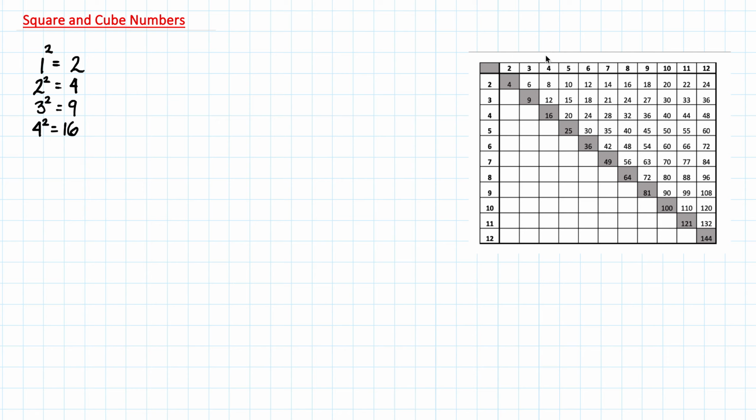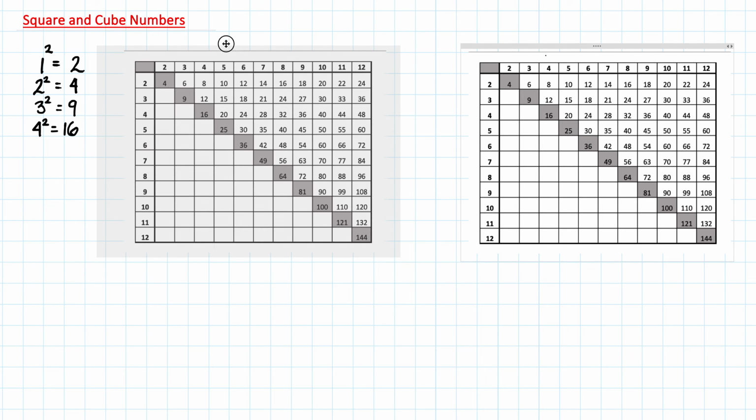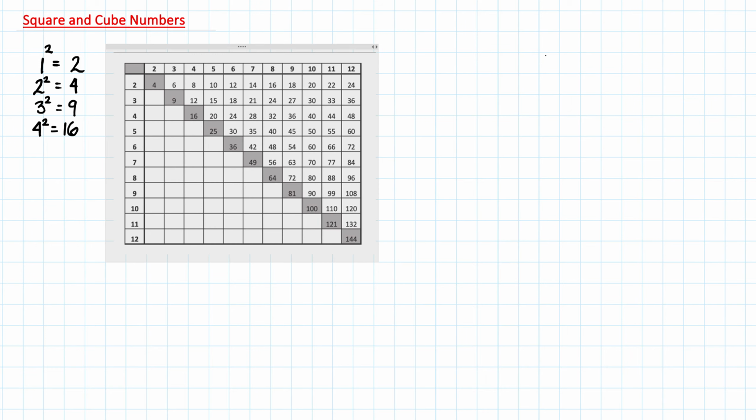If we bring our multiplication grid, then you will remember that we mentioned in class that this diagonal is giving me all of these square numbers. 2 times 2, 4, 3 times 3, 9, 4 times 4, 16, 5 times 5, 25, 6 times 6, 36, and so on, up to number 12.